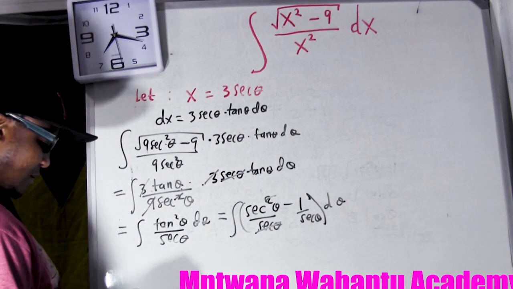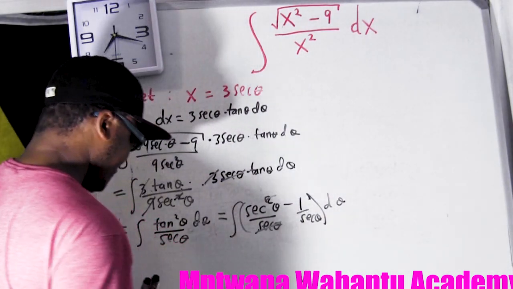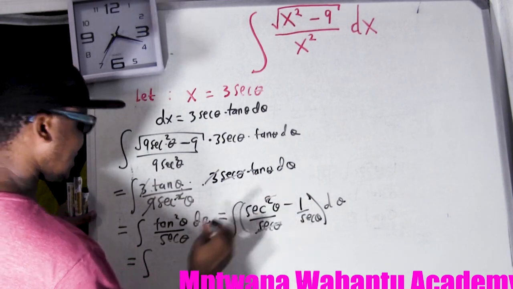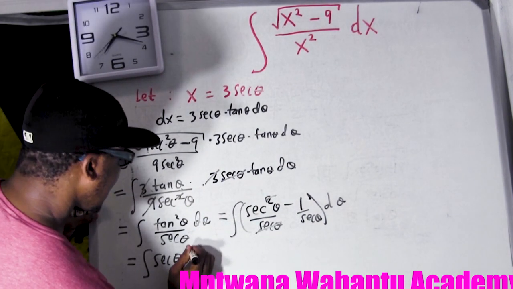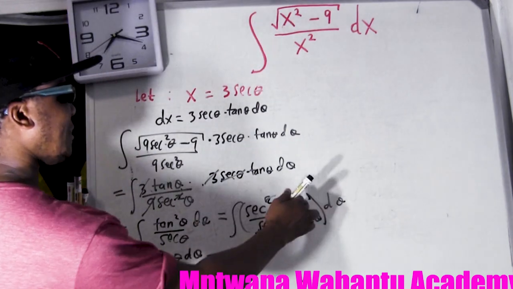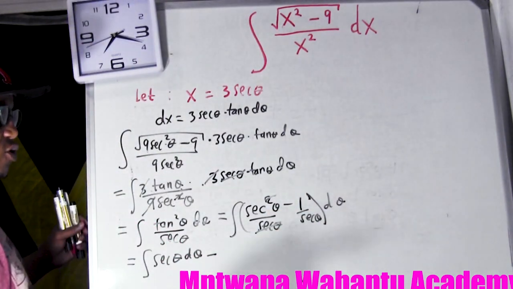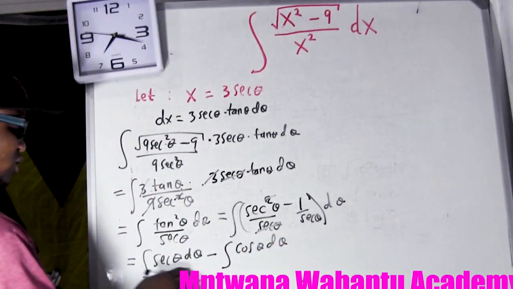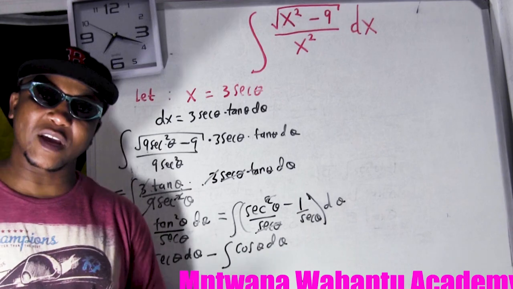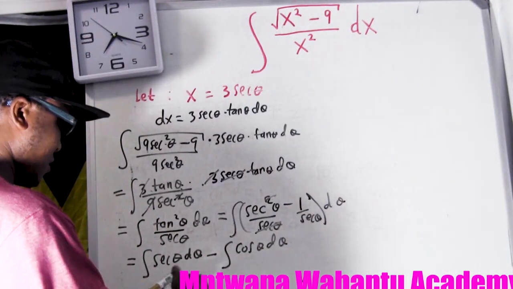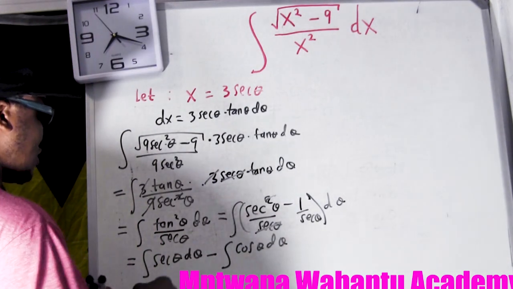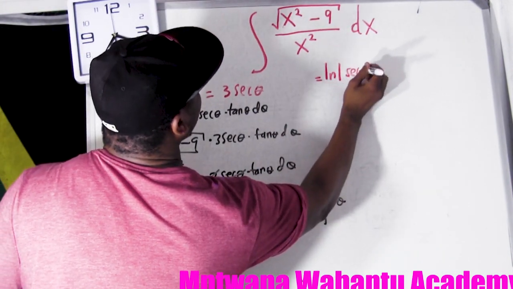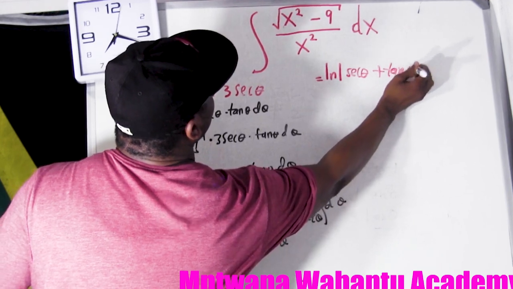So 1 sec and 1 sec cancel, so it's going to be the integral of sec angle d theta. Now we come here, minus, but what is 1 over sec? 1 over sec equals cos. So same as the integral of cos angle d theta. This one we know. When you integrate sec, it's going to give us ln absolute value of sec angle plus tan angle.